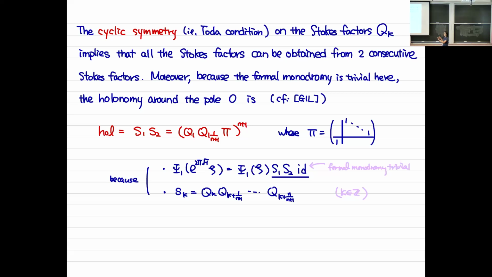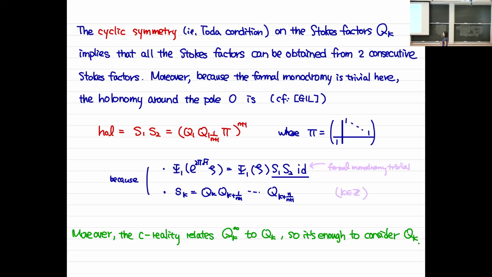And then we were saying that S, being the Stokes matrices, is just the product of all the Stokes factors, Q_K. So S_K can be decomposed into the product of them. And because of the symmetry, it becomes just this. You just have the first one, then the second one, and the pi, which is a constant matrix. We will also see why this exists, to the power of n+1. So it's very clean, it's very nice.